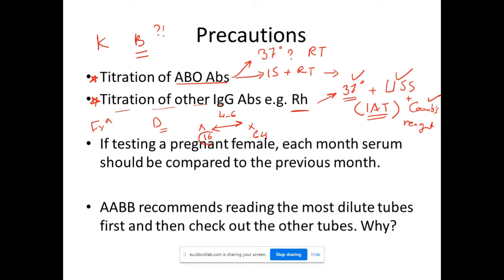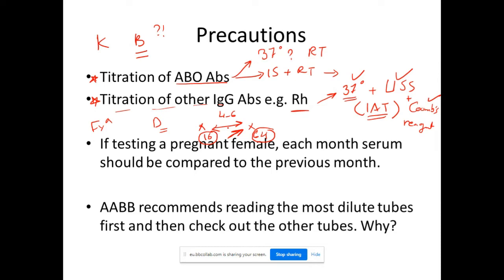So we have to know the baseline, then compare it with the consequent test results. If it's 16 and becomes 64, that means there is an increase in the titer. As we said before, this is not a good sign. This means the mother's body produces more and more antibody in order to destroy the foreign antigen. Unfortunately, the foreign antigen in our case is the baby's cells.